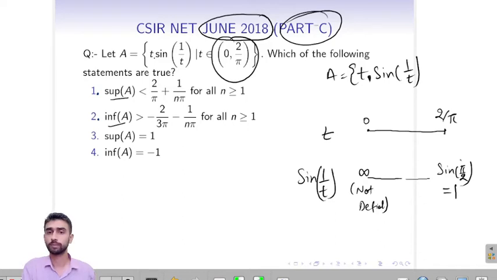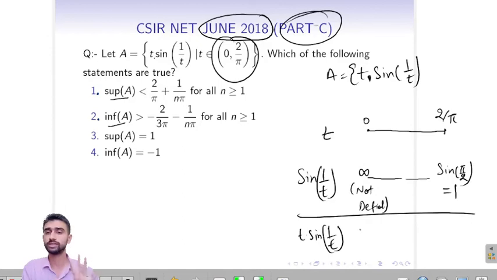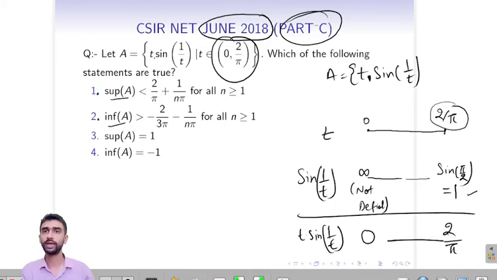At this point, what is the highest product? So when I find the lowest and highest values of t multiplied by sine 1 by t, here 0 multiplied by infinite or not defined, whatever is the value, at the end I'll get 0. And when I multiply the highest value, the supremum of t, 2 by pi, and the highest value of sine, 1, I'll get 2 by pi. So overall this function t sine 1 by t will go from 0 to 2 by pi. So the supremum of this will be 2 by pi, and the infimum of the set will be 0.